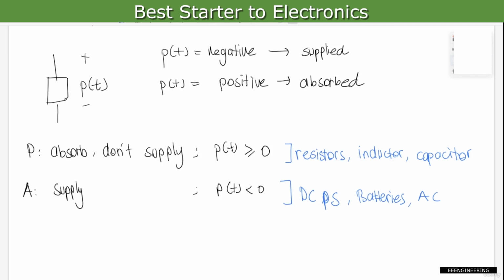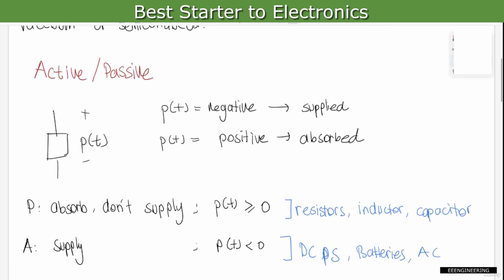It does not create power from zero, but it does have amplification. And by the way, this whole phenomenon is called amplification for a transistor. So that's it about active and passive elements.